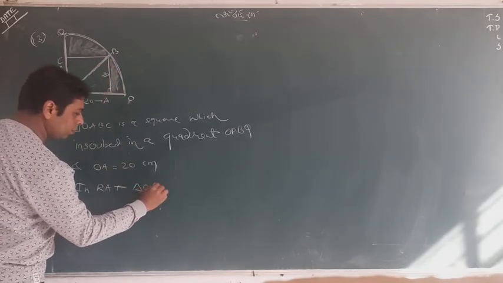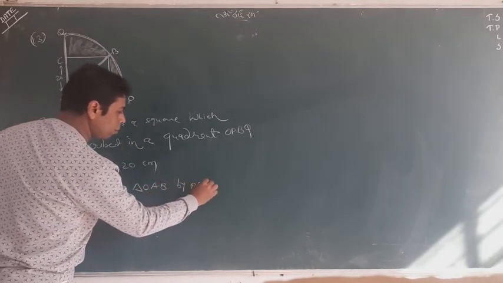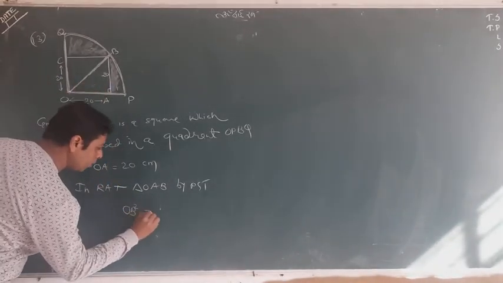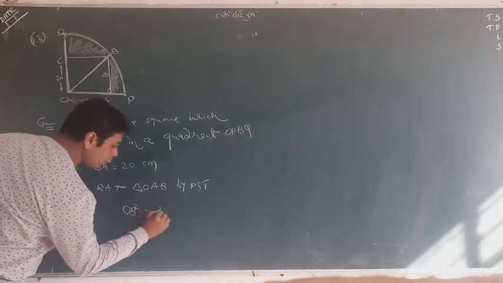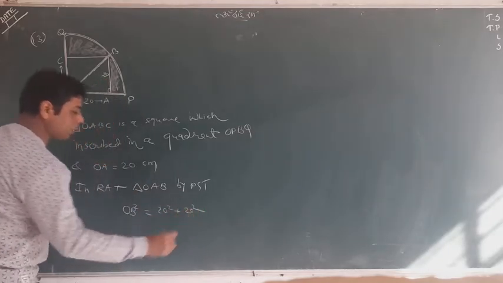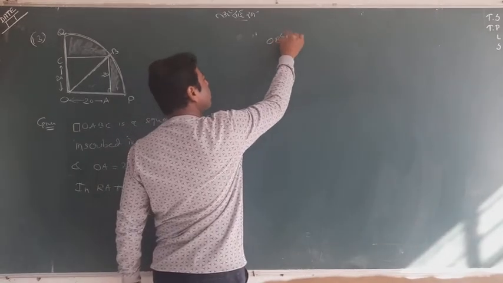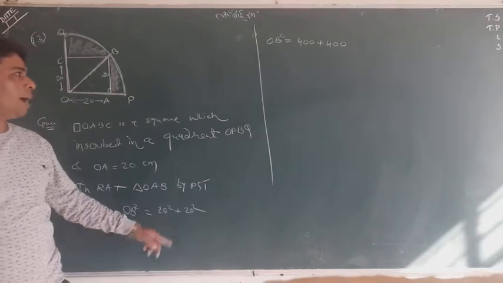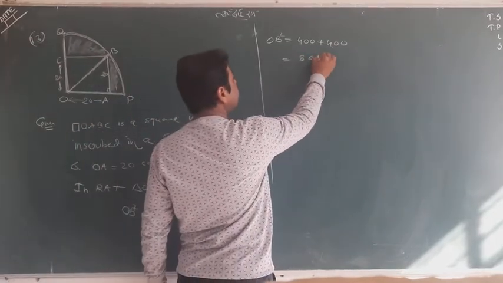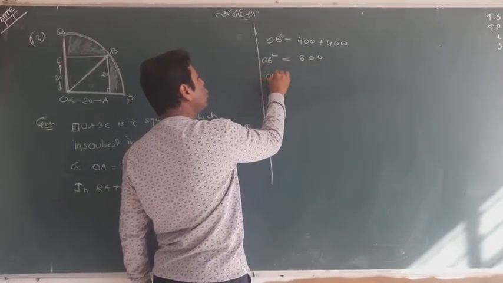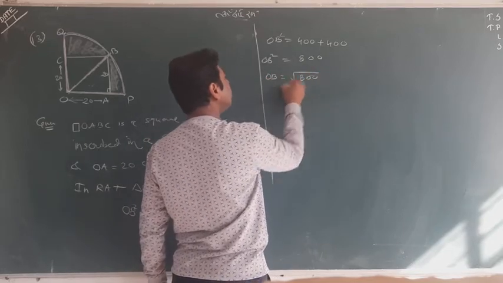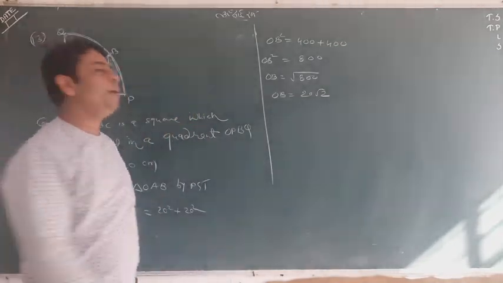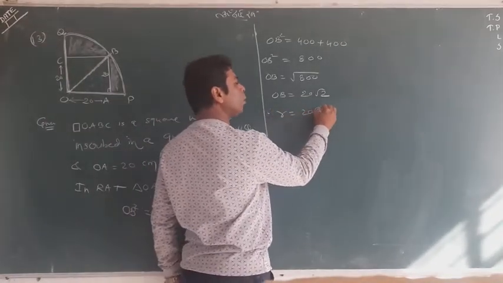So I'll go with the right angle triangle OAB by PGT, Pythagoras theorem. Hypotenuse square OB square equals perpendicular square 20 square plus base square 20 square. So OB square equals 400 plus 400, which is 800. So OB is equal to root 800, and OB is equal to 20 root 2. OB is none other than the radius of the quadrant.